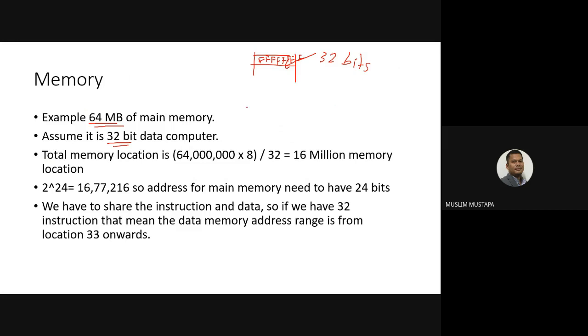Okay, now we have to calculate what the total memory locations are that we have. We know that 64 mega equals 64 million, right? And here it is byte, it's not bit, so it's byte. And then we know one byte contains 8 bits. So we just multiply 64 million times 8, and then we divide it by 32 because each location can store 32 bits of data. Then what you get is 16 million memory locations.